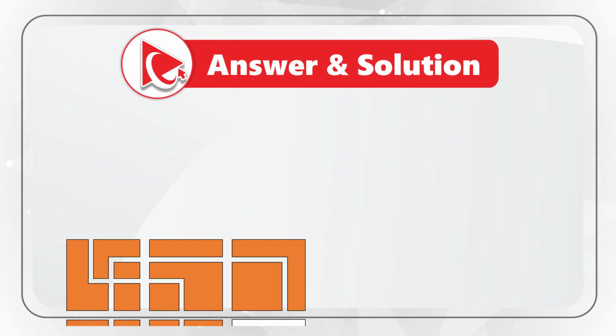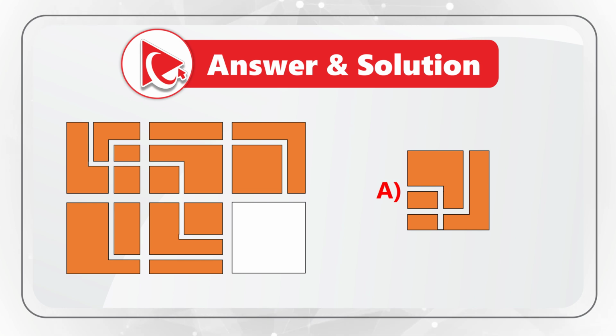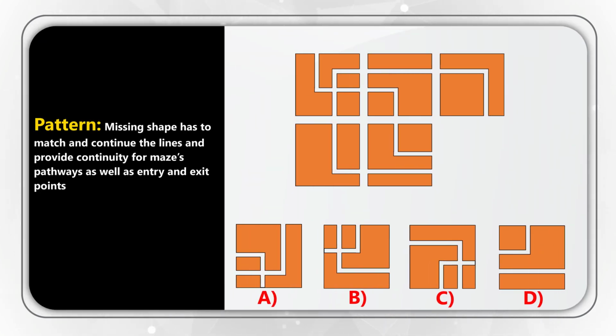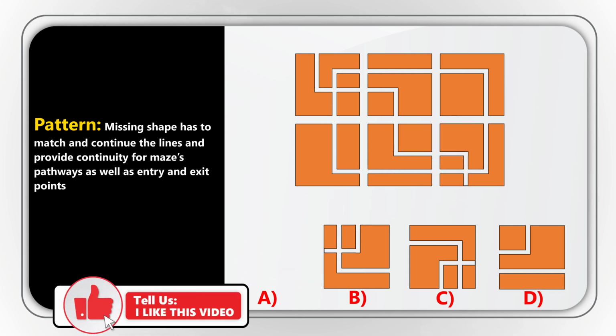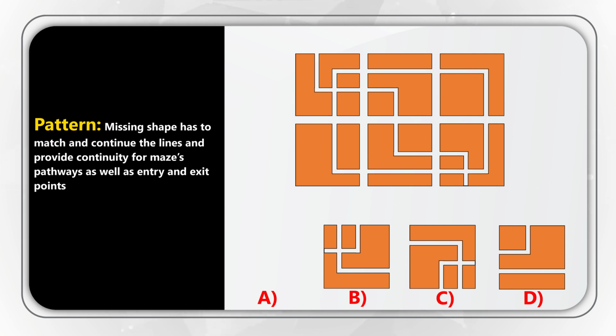As you might have guessed, the correct answer here is choice A. But why? To build the correct maze, the missing shape has to match and continue the lines, as well as provide the continuity for the maze's pathways, as well as exit and entry points. Once we put shape A in place, you can see that we can continue the pathway from top to the bottom, and then continue the horizontal pathways from left to right on both the middle pathway, as well as the most bottom pathway. You can also see that the built maze has the entry point on the top left, as well as the exit point on the bottom right, even though they could be used interchangeably.